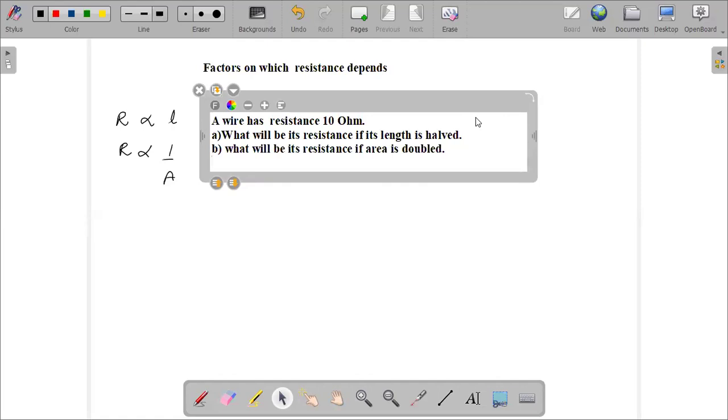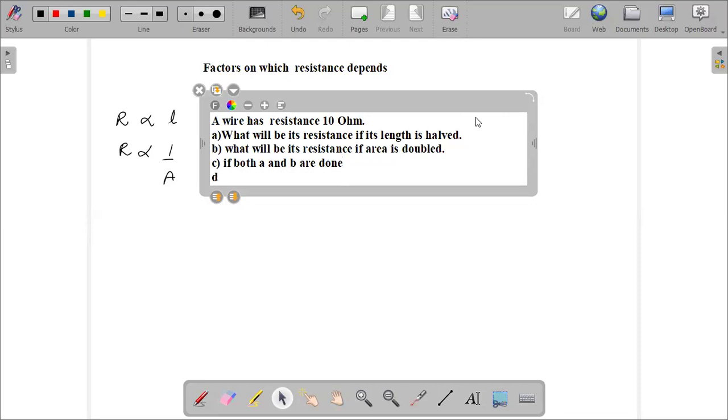Okay, the next one is if both A and B are done. So what would be the effect if both A and B are done? What would be the resistance? That means the length is half and the area is doubled. Sir, it will be 2.5 ohms. Yeah, it will be 2.5, right?